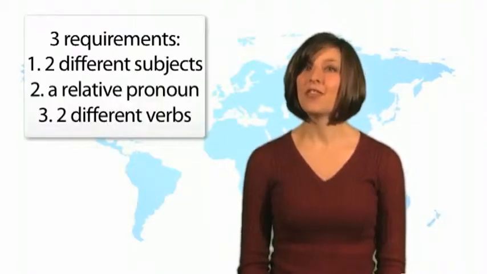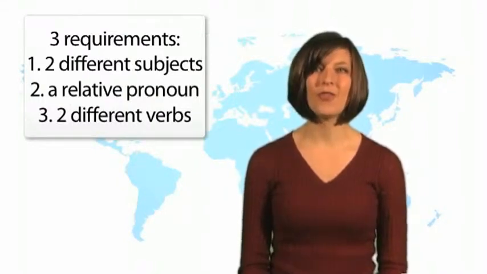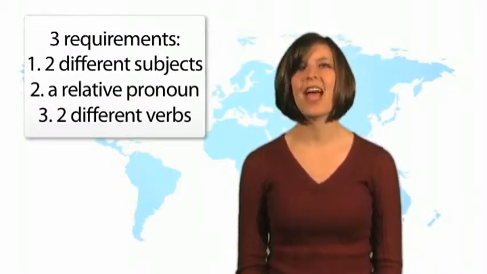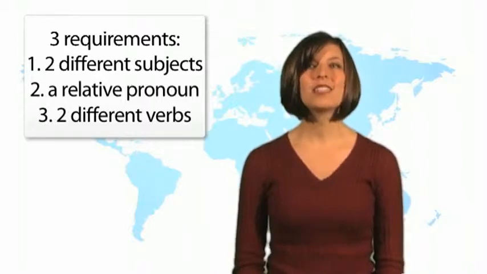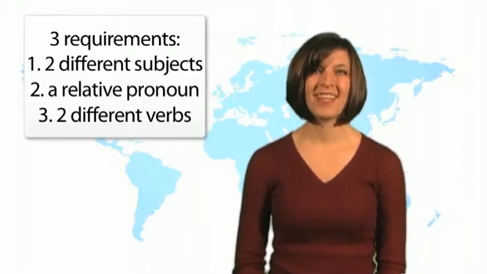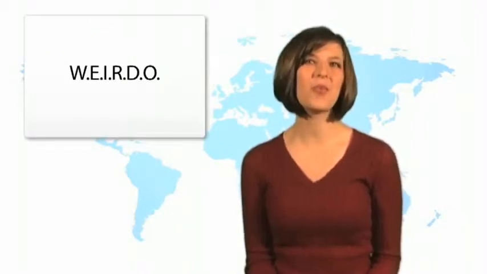Okay, so you think you get the three requirements? Two different subjects, each with their own verb, one in the indicative and one in the subjunctive, all separated by a relative pronoun. Now just say that 3 times fast and you'll remember it forever. Now on to the weirdo.